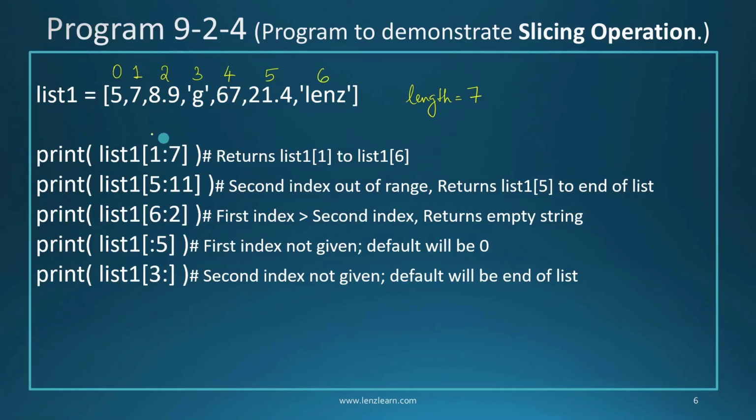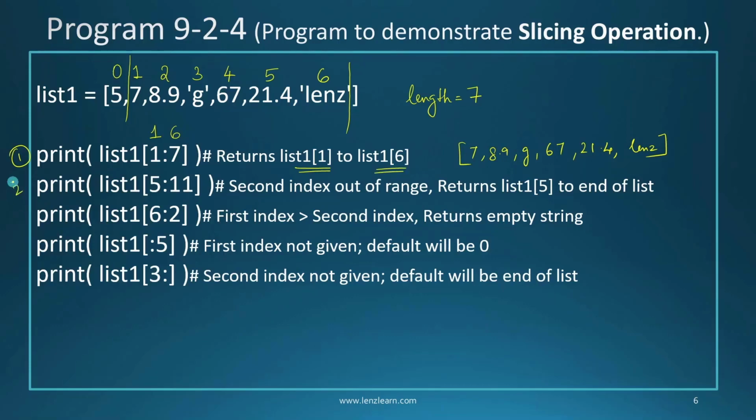So now let us see how the slicing operator works on this list to cut this list into smaller pieces. So the first print statement, let's see how it works. Here I am saying that the slicing operator has to cut starting from index value 1, which is 7, and it should end at index value 7. Now we should understand, if I keep value 7 here, the actual slicing operation will be done at 6, one value less than what you give here. And then the output will be a new list. It will have only values like 7, 8.9, G, 67, 21.4 and lens, from list 1 to list 6.